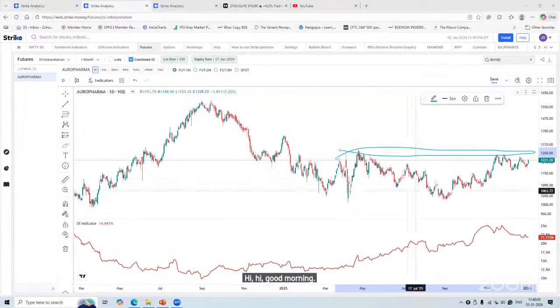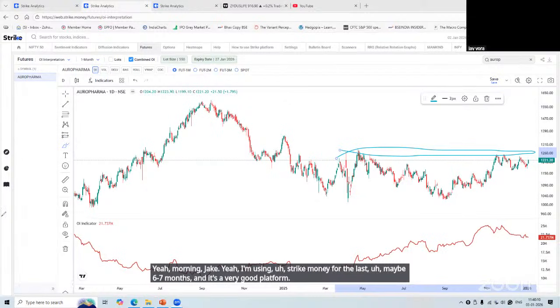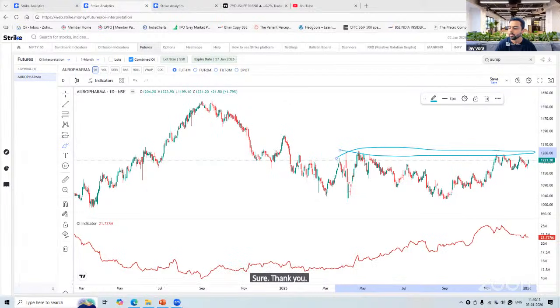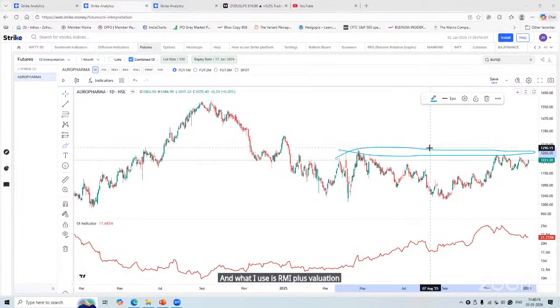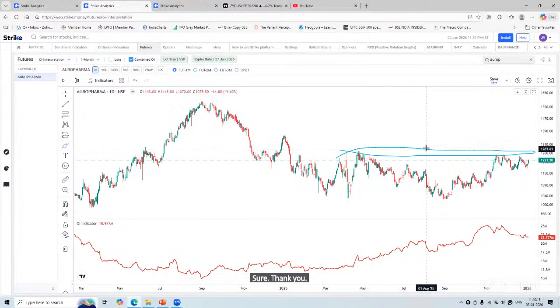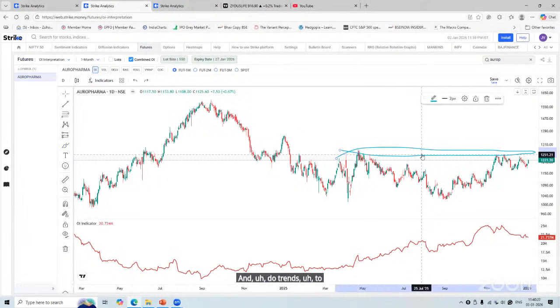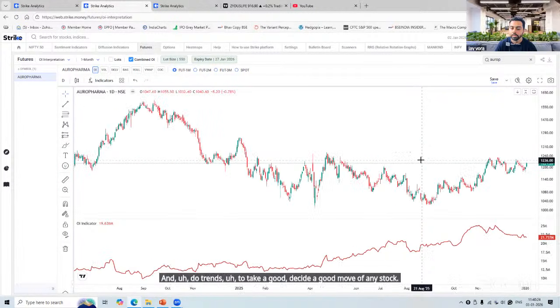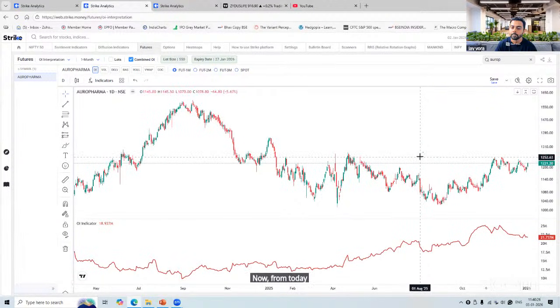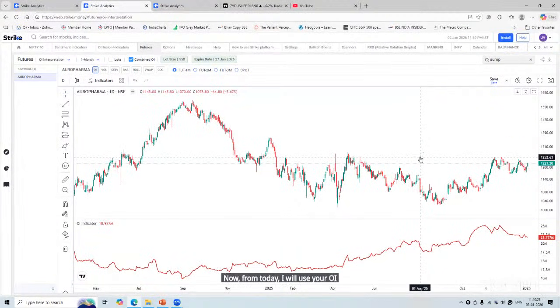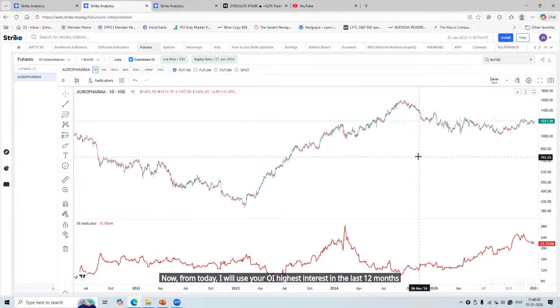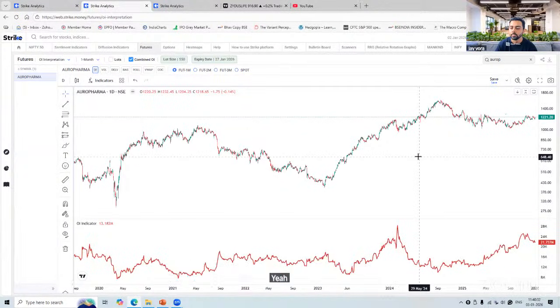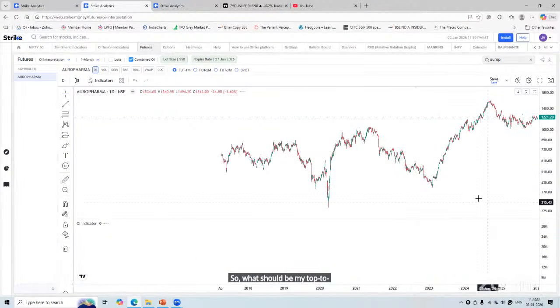Yeah, I am using Strike Money for the last maybe 6-7 months, and it's a very good platform. And what I use is RMI plus valuation plus 20 SMA plus 40 EMA and trends to decide a good move of any stock. Now from today, I will use your OI, highest interest in the last 12 months, also to decide that. So what should be my top down approach?